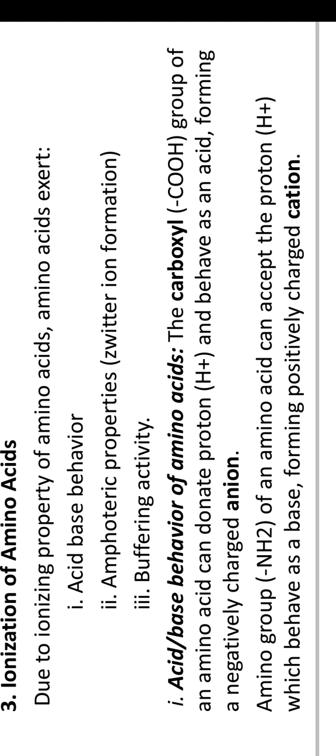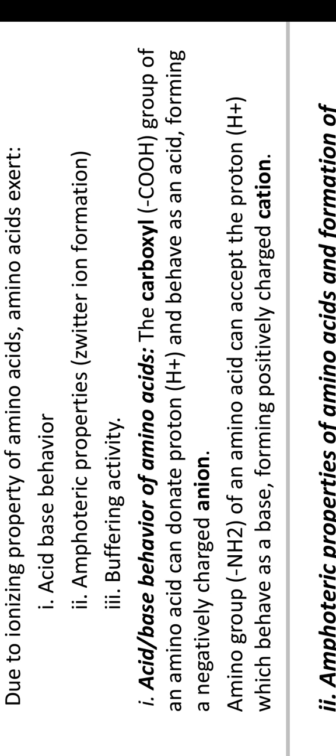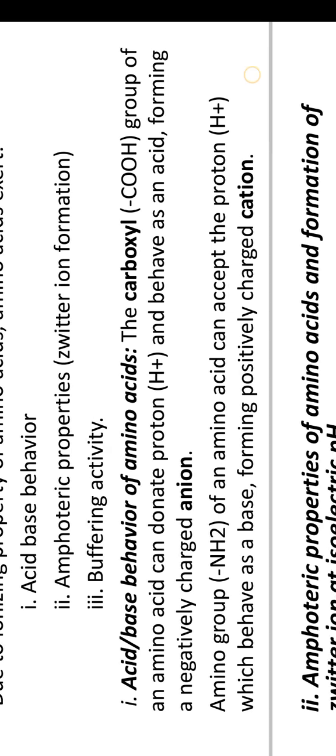We already know the amino acid structure. Amino acids contain two functional groups, carboxyl and amino group. Here, the carboxyl group of the amino acid can donate a proton and behave as an acid, and negatively charged anions are produced. The amino group of the amino acid can accept a proton, behaving as a base, forming a positively charged cation. So they exhibit both acidic and basic characters.